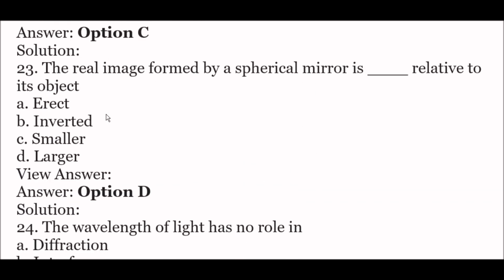Next question. The real image formed by a spherical mirror is blank relative to its object. Option A erect, option B inverted, option C smaller, option D larger. Right answer is option D larger. The real image formed by a spherical mirror is larger relative to its object.